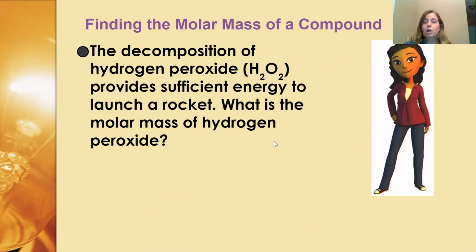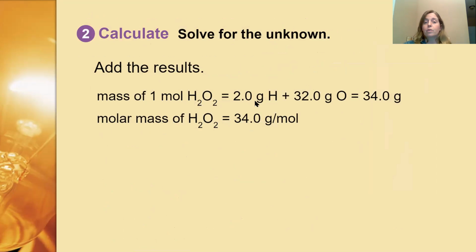All right, so let's try this. Find the molar mass of a compound. The decomposition of hydrogen peroxide, H2O2, provides sufficient energy to launch a rocket. What is the molar mass of hydrogen peroxide? So we have 2 hydrogens plus 2 oxygens, right? So we have 2 grams of hydrogen plus 32 grams of oxygen equals 34. So the molar mass is 34 grams per mole.